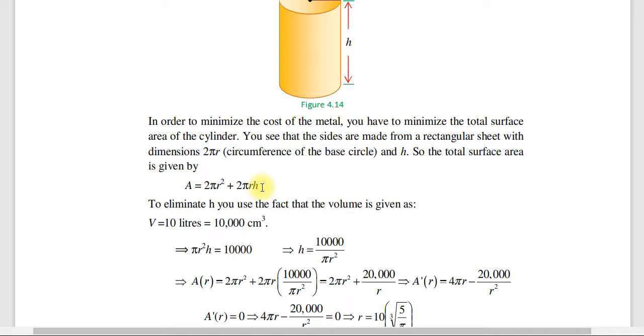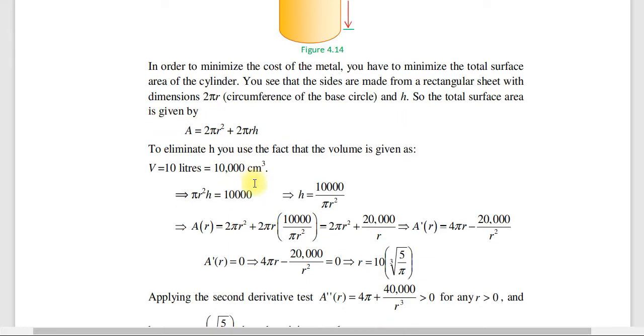Base area እና height ያለበት ማለት ነው. ስለዚህ ምን እናደርጋለን? To eliminate h, you use the fact that the volume is given as V is equal to 10 liter. 10 liter means 10,000 centimeter cube ማለት. Pi r square h which is 10,000. h ማለት 10,000 over pi r square ነው. So h ን eliminate አረግና ማለት ነው. Because instead of h in value መተካ ስለምንችል ማለት ነው እዚህ ጋር.